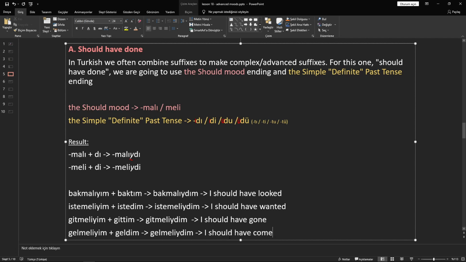Like, each one of them includes an implied big but. I should have looked, but something happened and I didn't look. I should have come, but I didn't. We are talking about something that didn't happen in the past, and we are talking about it should have happened. Like, it was supposed to happen.